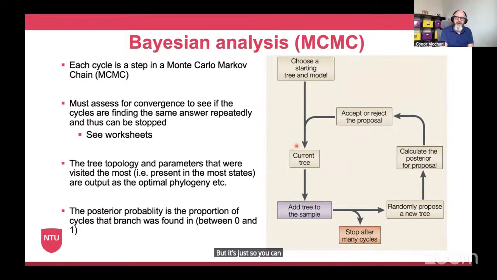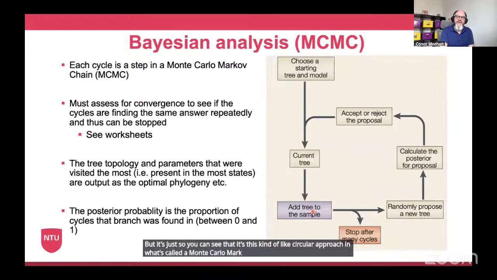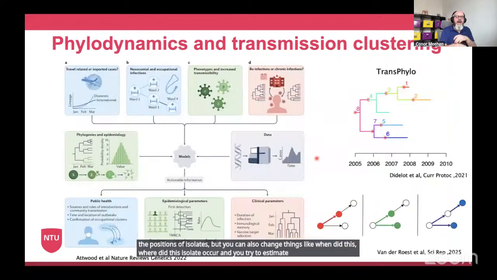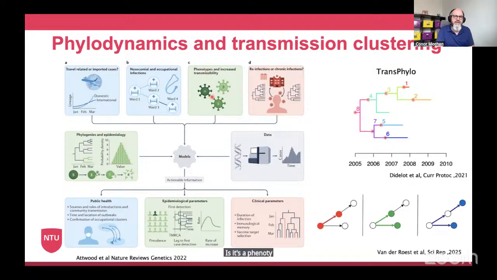but it's just so you can see that it's this kind of circular approach in what's called a Monte Carlo Markov chain, where you're accepting or rejecting trees, and then you're changing the lengths of the branches and you're changing the positions of isolates. But you can also change things like where did this isolate occur, and you try to estimate extra things. And this all fits under the umbrella of phylogenetics, where we're taking information like, is this a travel related or an imported case? Is this a nosocomial or a community infection? Is this a phenotype, maybe drug resistance or virulence?